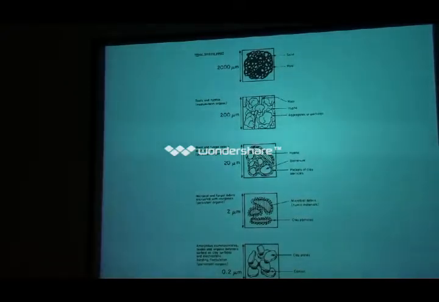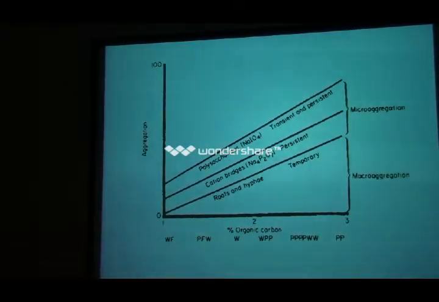And finally, we put all this together in a very simplified diagram. Aggregation plotted against wheat fallow, pasture fallow wheat, and so on through to permanent pasture. The roots and the hyphae are temporary binding agents which disappear as soon as you go into too much tillage and you don't have the organic inputs. The other things are there all the time and represent microaggregation.